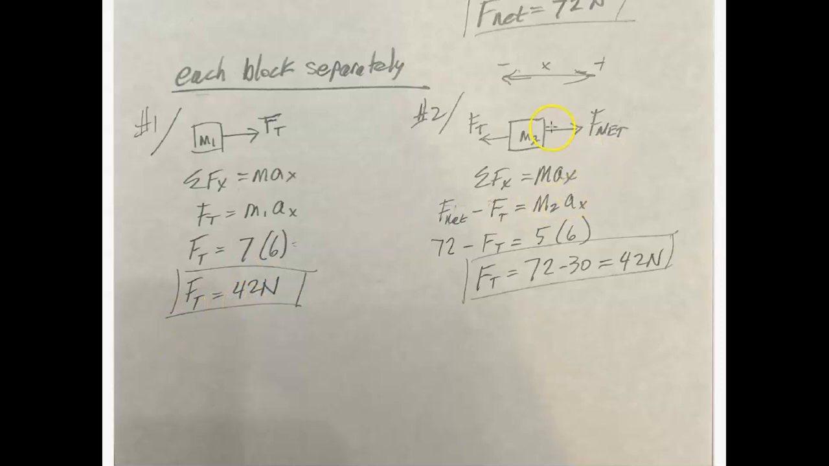If I had chosen block number 2, however, now I've got the net force in the positive direction, the tension in the string is in the negative direction, so there's my sum of forces, and now those are the forces that act together to accelerate mass number 2, which is 5 kilograms. So the net force was 72 that I found in the very beginning, and the mass of number 2 is 5, the acceleration is 6, so I can solve that equation for the tension in the string, and I get the same answer that I got over here, 42 newtons.